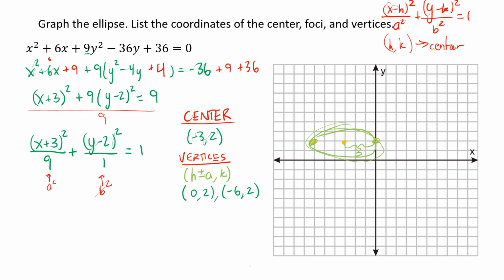Okay, and then lastly the foci. The foci are always going to be along the major axis. We can tell from this sketch that the major axis is horizontal. And so similar to how we did with the vertices, the foci are going to be H plus or minus C, comma K. Those are going to be the coordinates of the two foci. But we don't know what C is yet, so let's look at that. Remember, C squared is equal to the absolute value of A squared minus B squared.